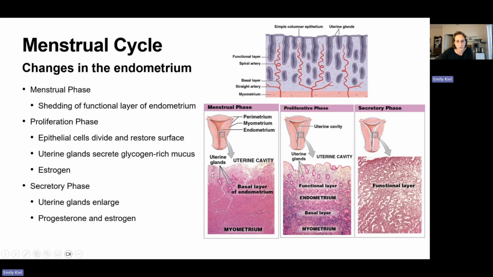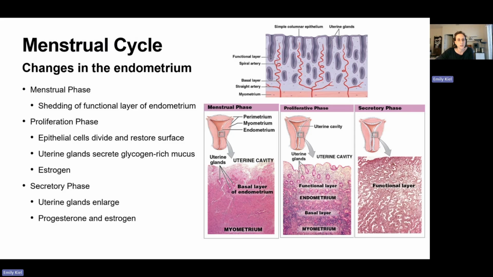And so that's where that red tissue and the blood that can be seen during menstruation can come from. So here we've got our endometrium, we've got lots of glands here, we have a basal layer, but we're losing the upper layer here, that functional layer.